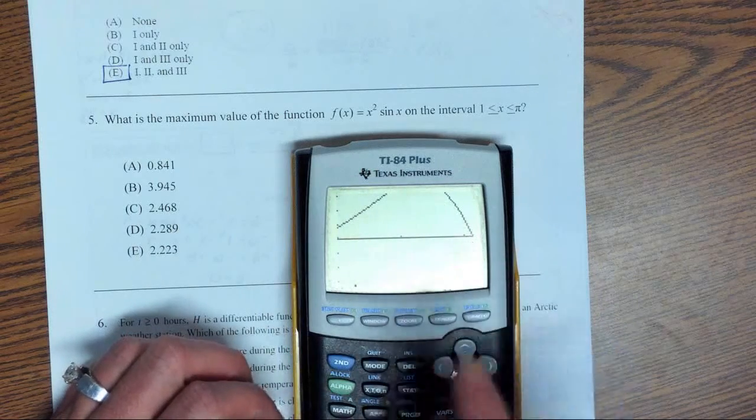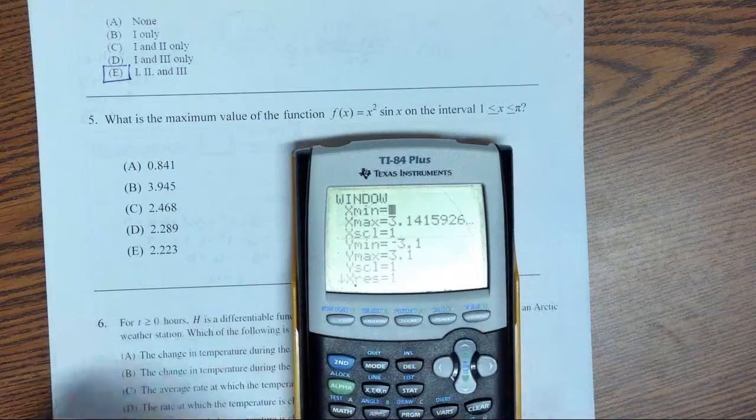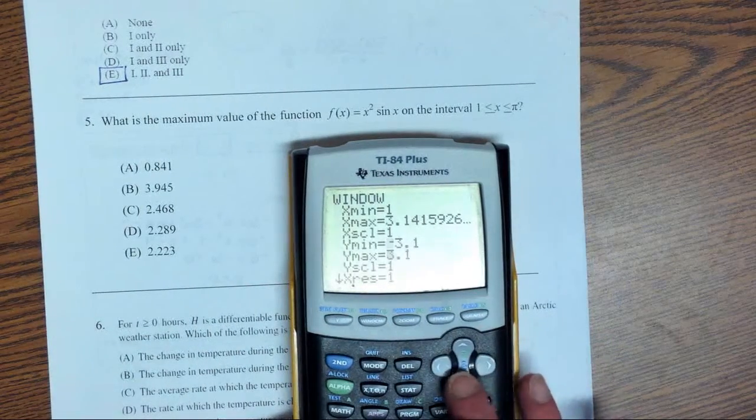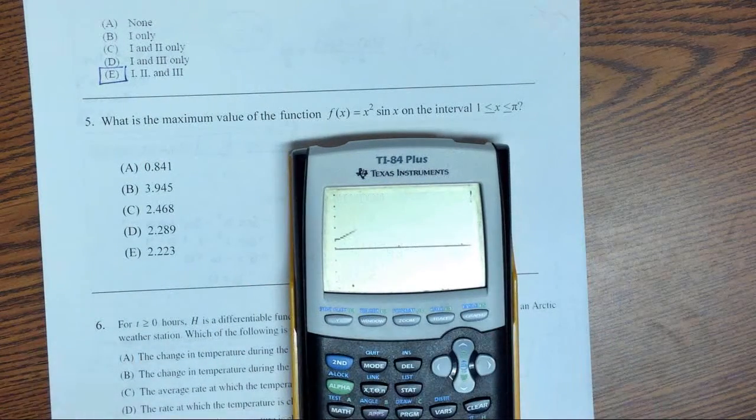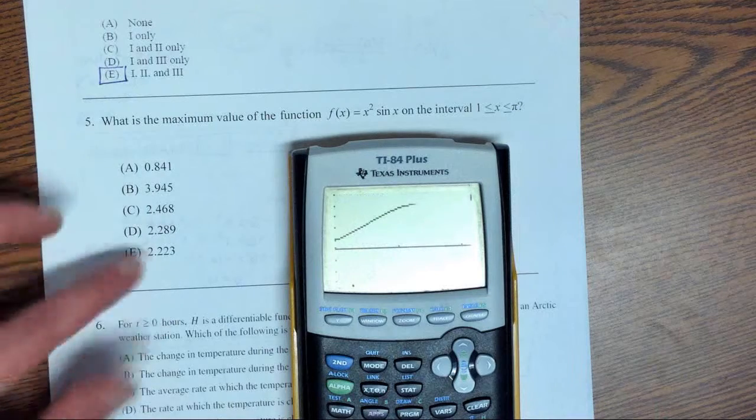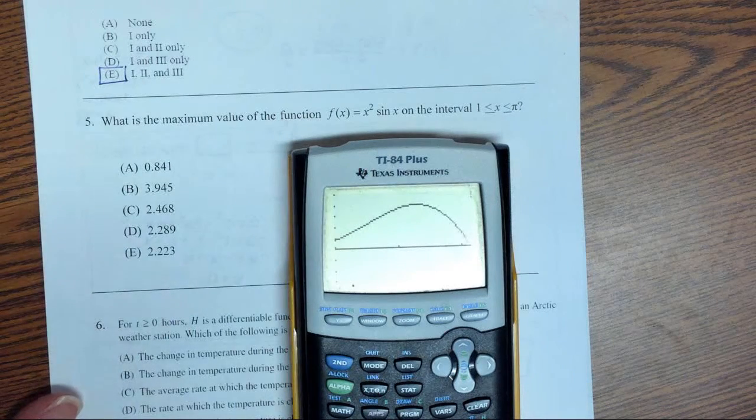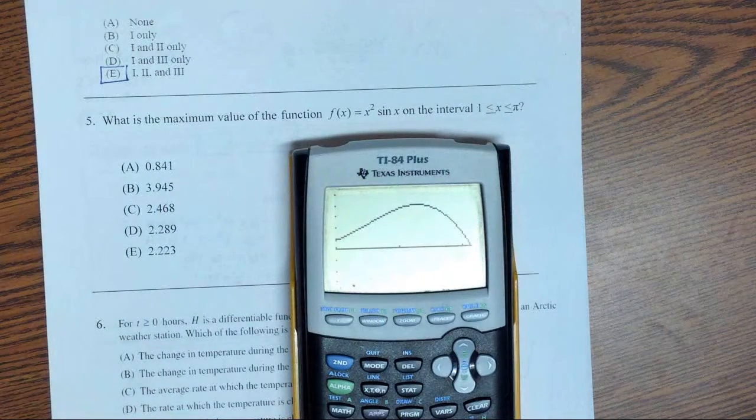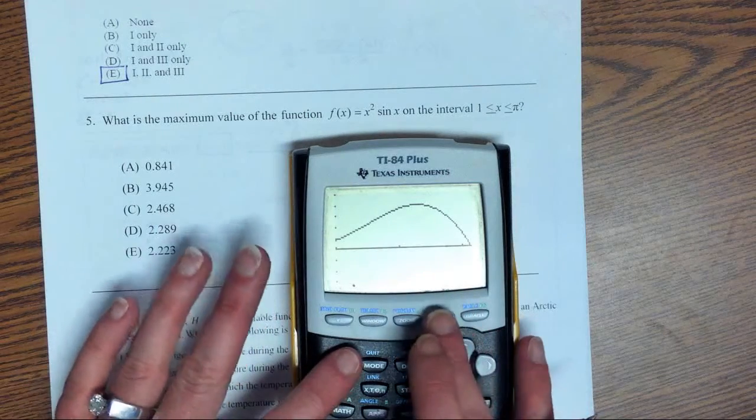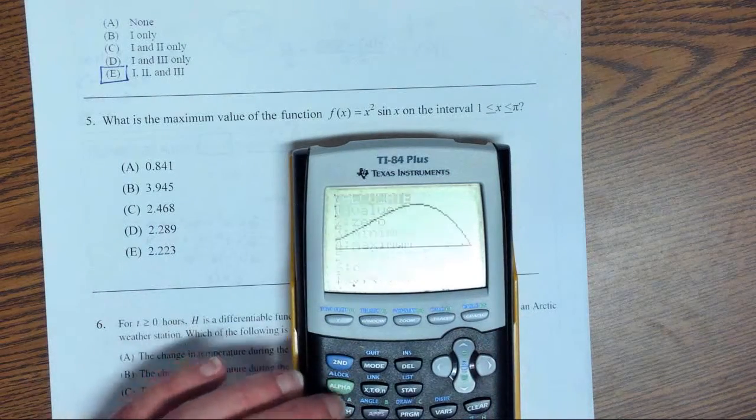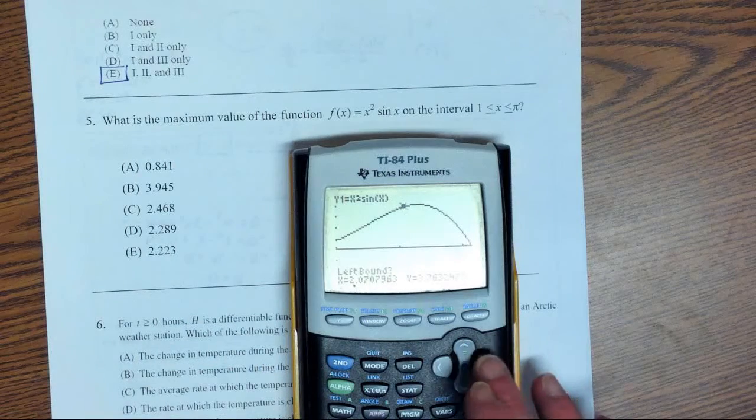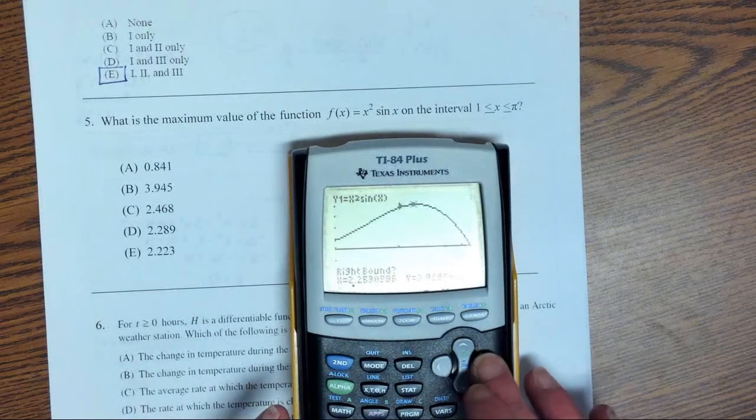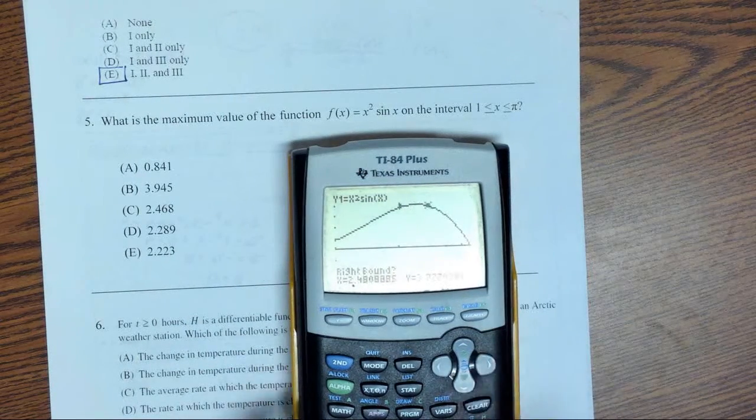I can see that it went up, but I can't see that maximum, so I'm going to change my window. Let's try 5, especially because none of these numbers are bigger than 5. Oh, I see the maximum. So I have my f of x in y equals, and I want to find the maximum. We can go to calculate, maximum. Left bound, right bound, go to the right of it, press enter, enter.